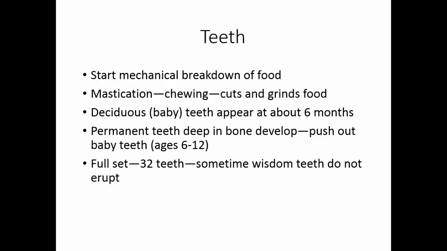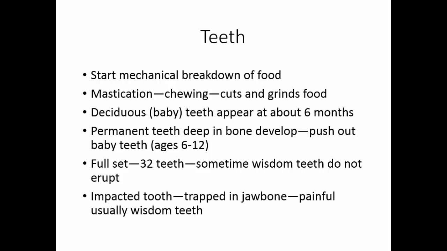A full set of teeth is 32 teeth. The very back molars, which are called the wisdom teeth, do not always erupt. Impacted teeth are teeth trapped in the jawbone. As they try to erupt, they give painful pressure. Usually the wisdom teeth are the ones that are most likely to be impacted, and they may have to be surgically removed.